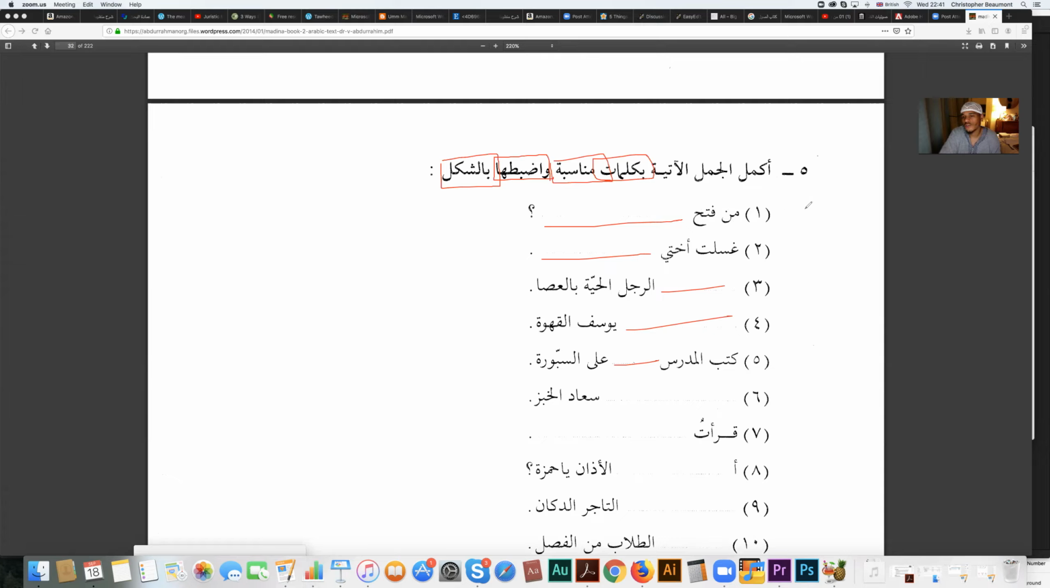Farwa, what would you say for number 1? من فتح الباب. Al-Baba, excellent. Abdullah, what would you say for number 2? غسلت أختي يديها. Mumtaz. My sister washed her hands.